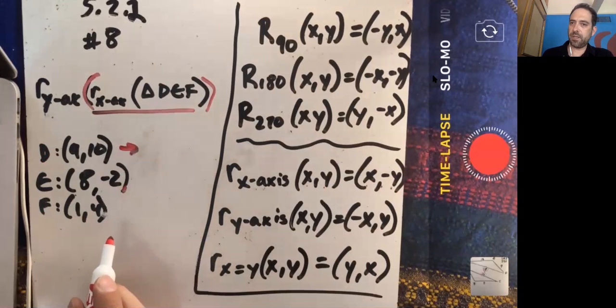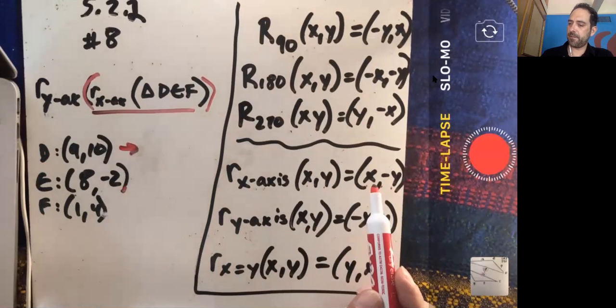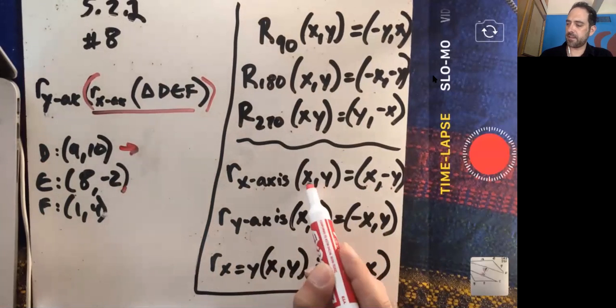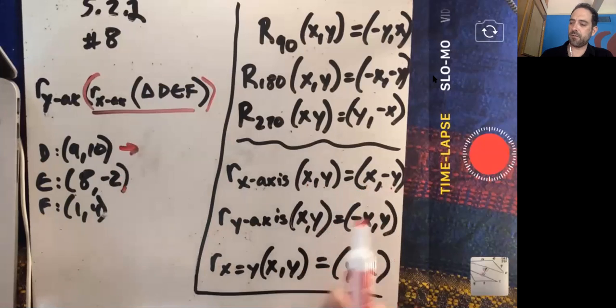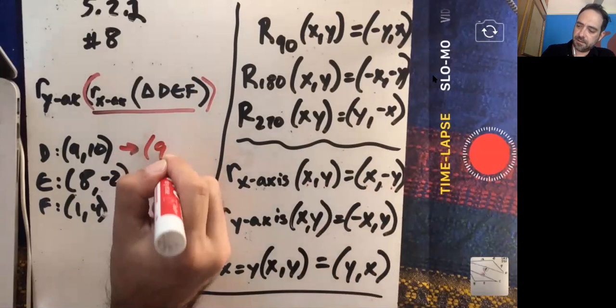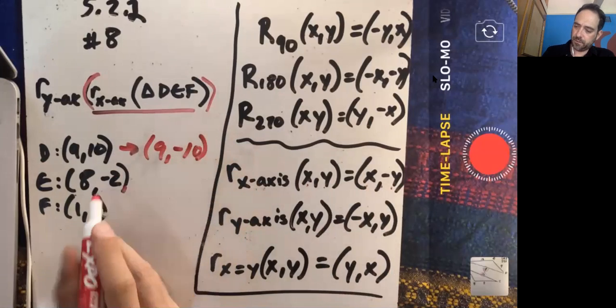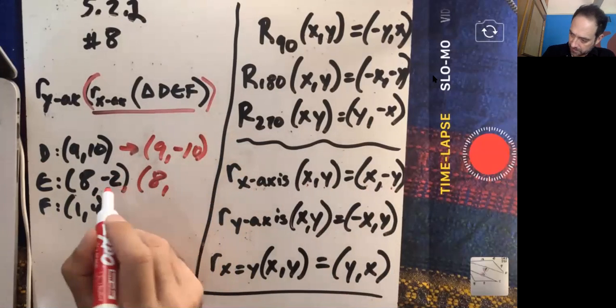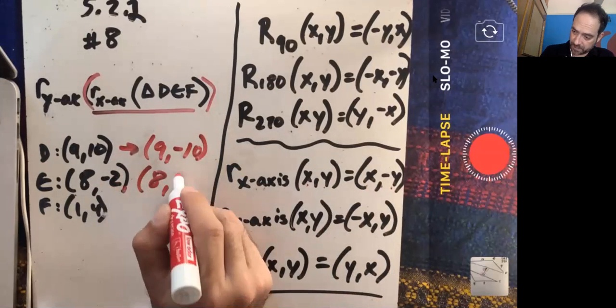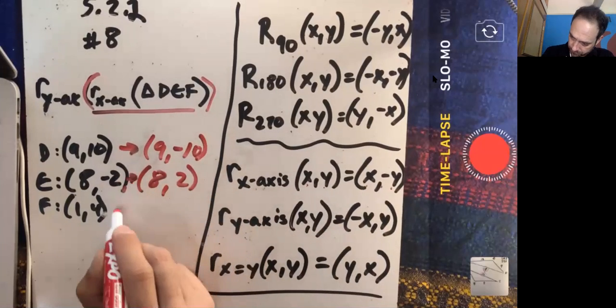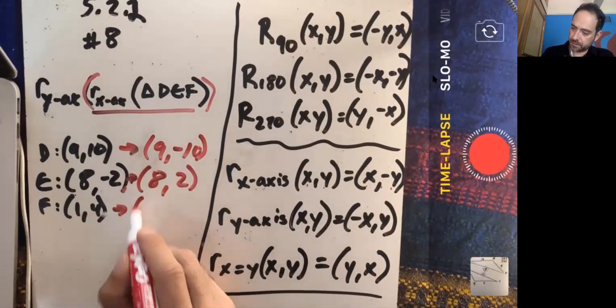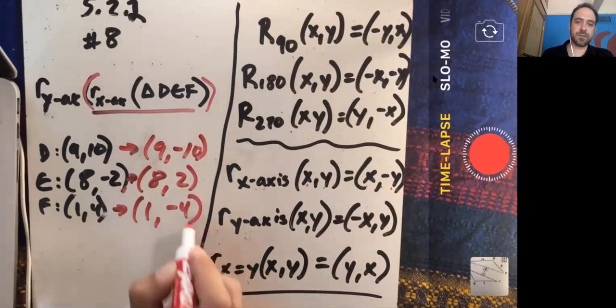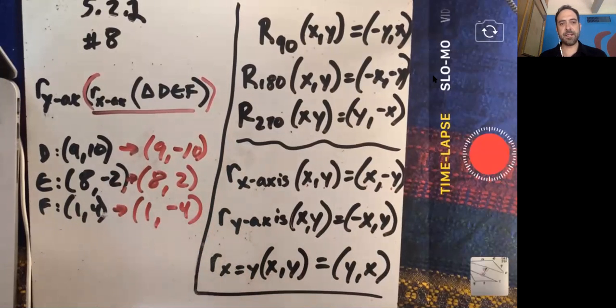So let's see, we end up with a reflection across the x-axis. It's going to become (x, -y). So watch, (9, -10). This one, (8, -2) is positive 2. (1, 4) is going to be (1, -4). Okay, it's not too hard. Now, that is this part.